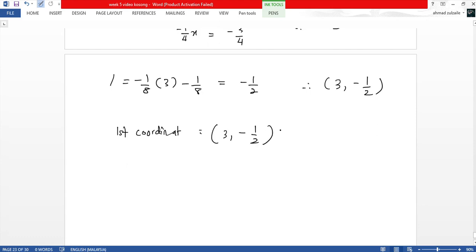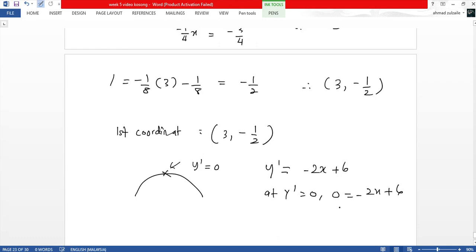So kita kena dapatkan the second coordinate. So nampak second coordinate. Kalau you tengok based on the graph just now, the lines, okay, the lines at the maximum kan. So this one y prime equal to 0. So the second coordinate lies over here, which is y prime equal to 0. So tadi kita dapat y prime equal to negative 2x plus 6. So at y prime equal to 0, 0 equal to negative 2x plus 6. So you dapat sini ialah x equal to 3.